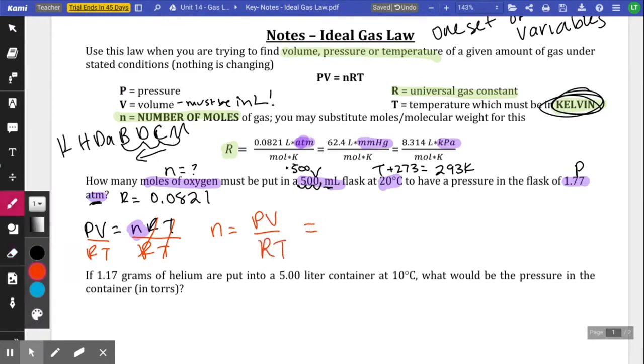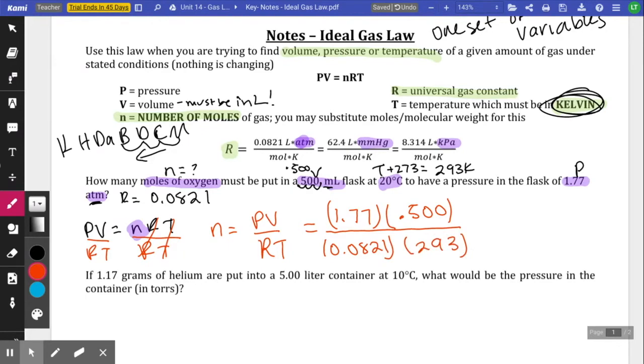All right, and we'll just plug it in. So my pressure is 1.77 atmospheres times my volume, which is 0.500, divided by my R value, which is 0.0821, times my temperature, which is 293. Now, guys, you're going to plug this into your calculator. I do want to caution you that when you plug it in, make sure that you put the bottom all the way in parentheses, or else you'll end up with some bad math.